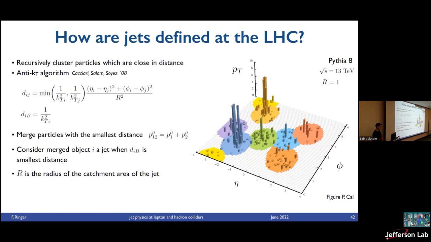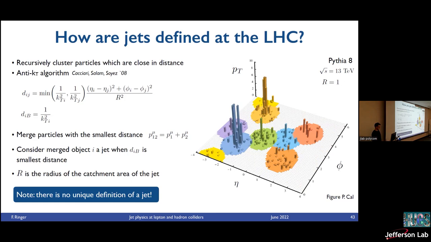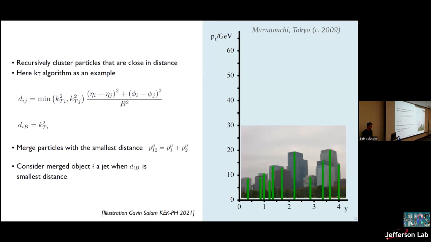So that's the standard procedure to identify jets. And what I wanted to show here is an illustration that's coming from Gavin Salam, because that's the best way to illustrate this kind of iterative procedure. I couldn't improve it anymore, so I'll just use his illustration over here.